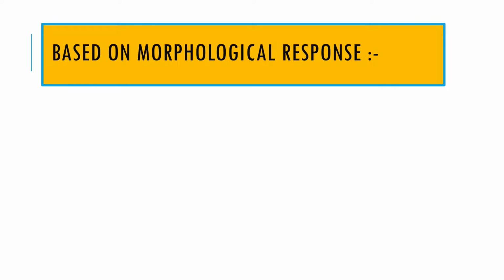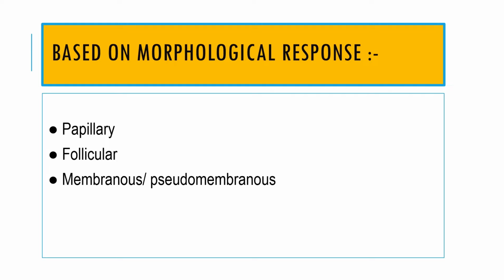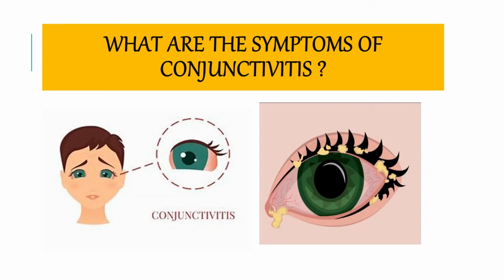Based on the morphological response of the conjunctiva to the causative agent. Now, the causative agent here could be infectious or it could be non-infectious, right? So whenever such a stimulus comes, the conjunctiva will basically show a response by changing its morphology. Based on the change that you see in the conjunctiva, conjunctivitis can further be divided into different types. So we have papillary conjunctivitis, follicular conjunctivitis, membranous and pseudomembranous conjunctivitis, cicatrizing conjunctivitis in which you will basically see more amount of fibrosis, and then we also have granulomatous conjunctivitis.